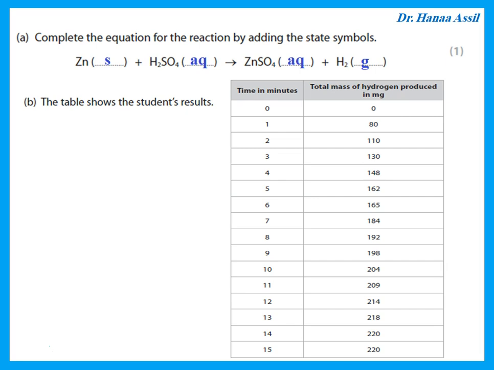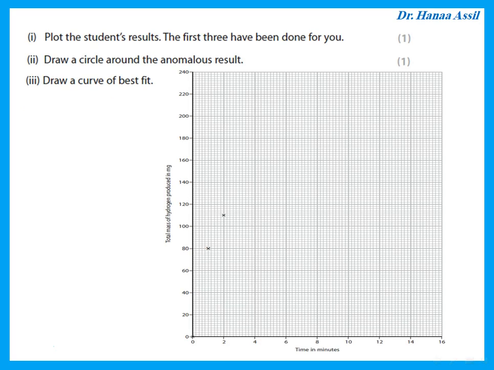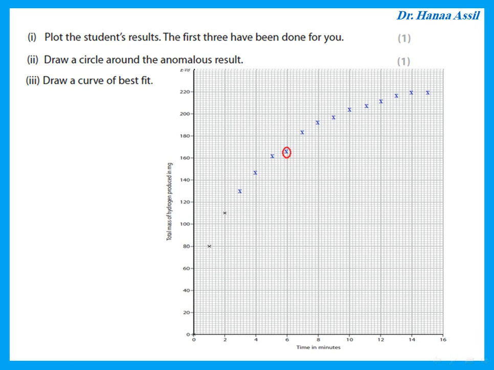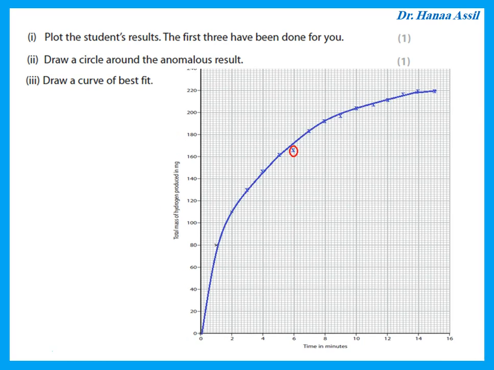Then he gives me a table to show the student's results. And he's saying, plot the student's results. Plotting means I use small x's or dots with circle. Please do not plot a graph using only dots. Draw a circle around the anomalous result. What do you mean by anomalous result? It's the one that's away from the curve. So obviously this one is away from the curve, and then I can draw a curve of best fit through the points.